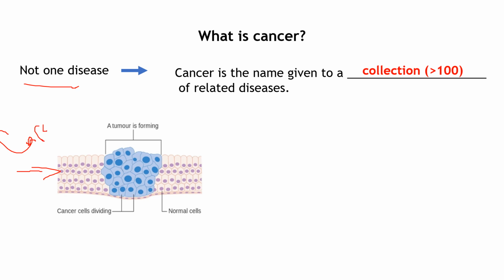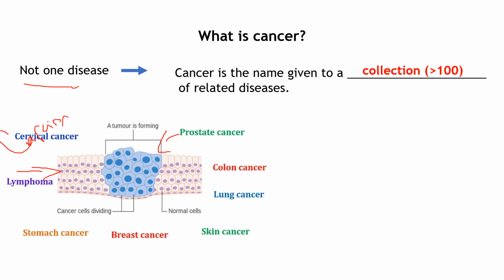So here you have a carcinoma developing. Here you have an epithelium, and in blue you start seeing a tumor. It's going through a transition from a normal epithelium to a carcinoma. And what do all these cancers have in common? For example, you can have cervical cancer, lymphoma, stomach cancer, breast cancer, all of these.